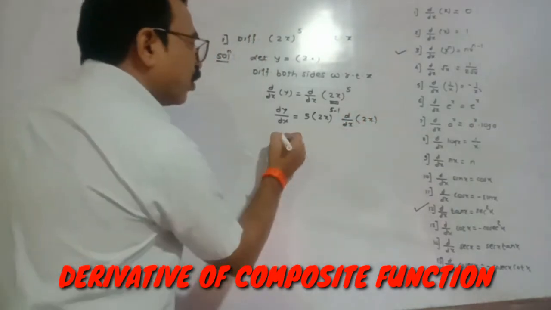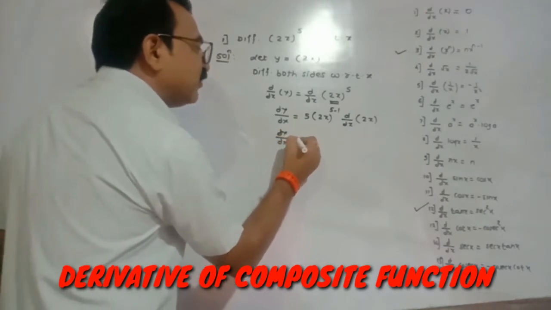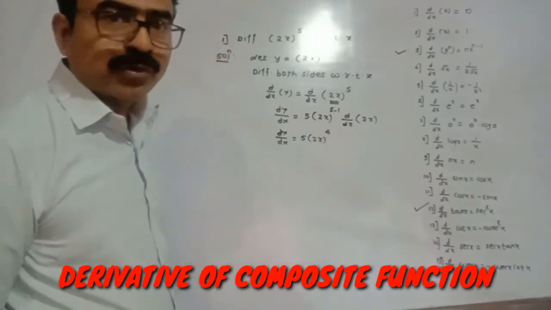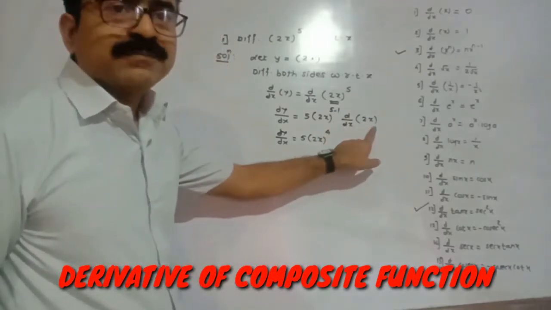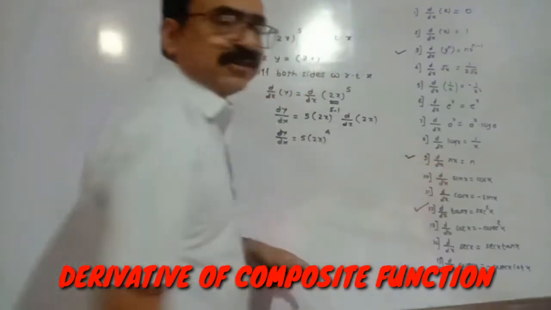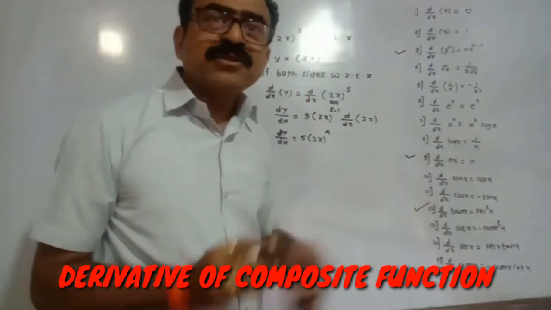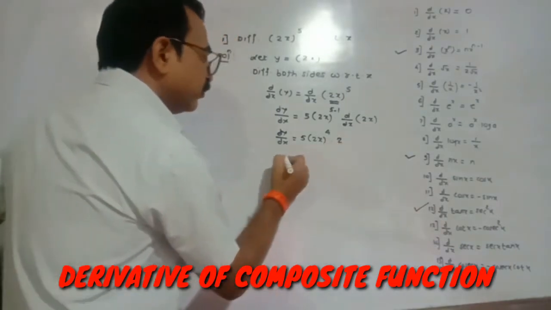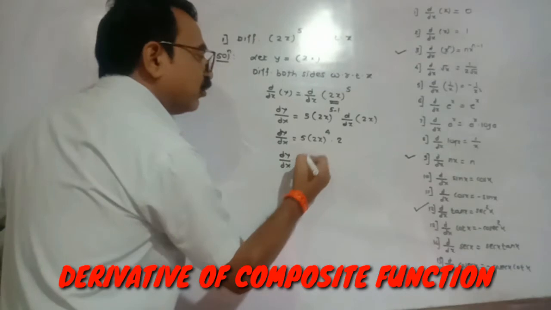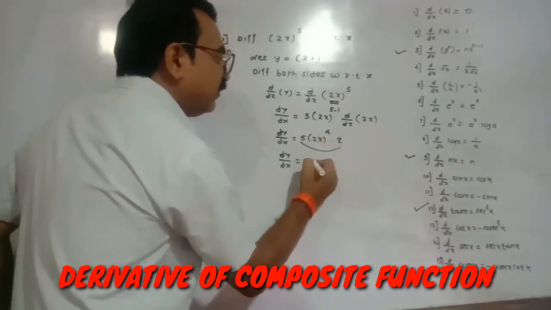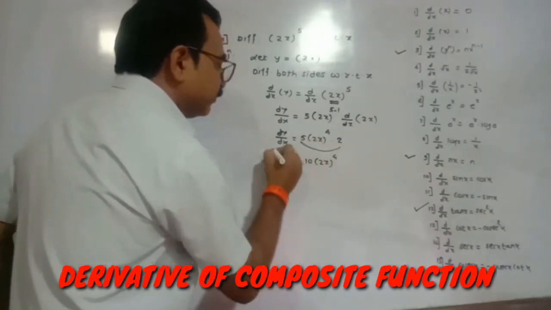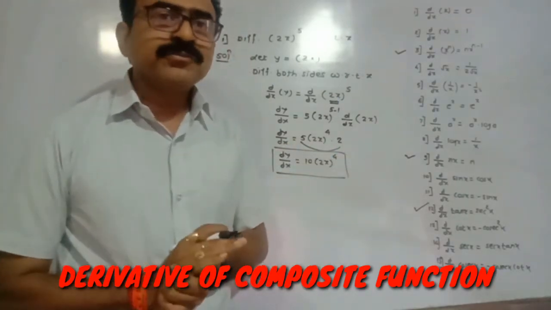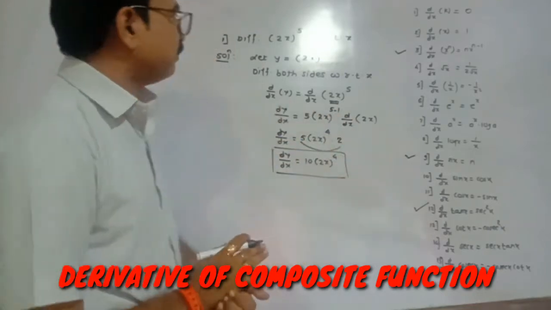Okay, so dy by dx is equal to 5 into 2x raised to power 5 minus 1 means 4, and derivative of 2x, this is matched with derivative of nx. What is the derivative of nx? n. Similarly, the derivative of 2x is 2. So dy by dx is equal to 5 into 2 means 10, 2x raised to power 4. That is your required derivative. Got it? Now let us take another example.